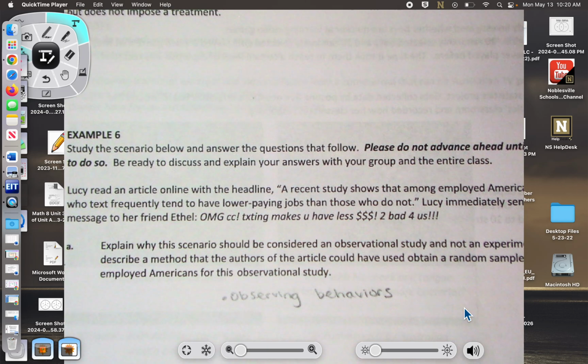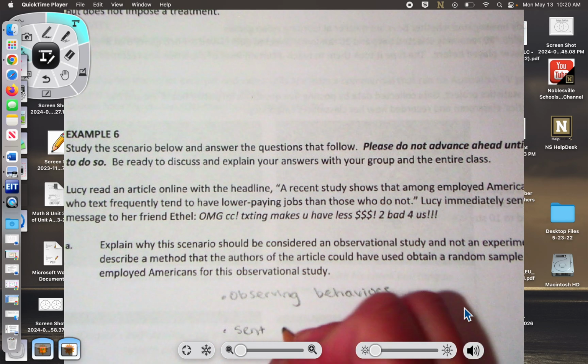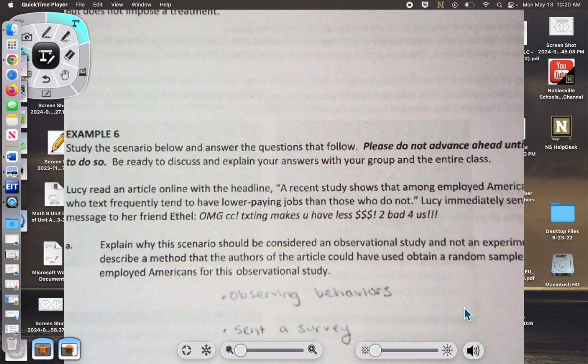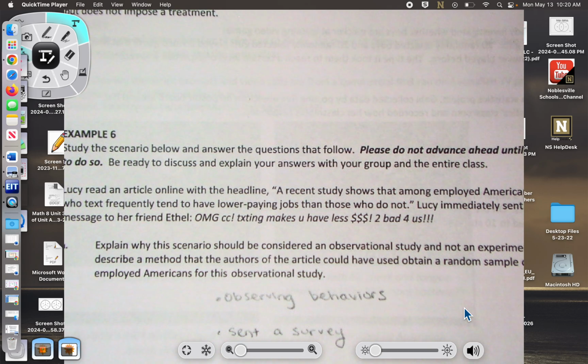How could they have obtained a random sample of employed Americans for this study? They could have sent a survey. So instead of just watching people on their phones, they could send a survey, like how often do you use your phone, what's your salary, and they'd get more reliable data. Do the results of this study provide enough evidence that the cause for people having lower paying jobs is frequent texting?